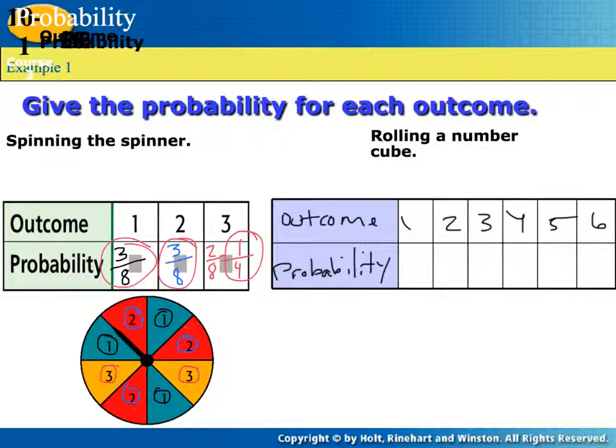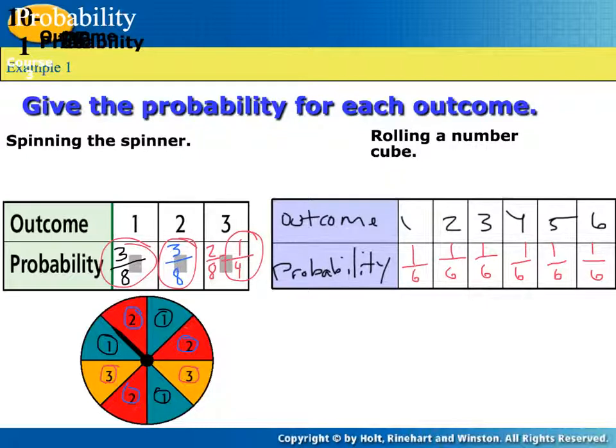All right? Outcome of rolling 1. I'm going to roll the dice. Shake, shake, shake. Roll. What's the chance it's going to be a 1? 1 out of 6. Shake, shake, shake. Roll. Chances of it being a 2: 1 out of 6. 3, 1 out of 6. 4, 1 out of 6. 5, 1 out of 6. 6, 1 out of 6. Are you sick of me saying 1 out of 6? No. Good, 1 out of 6.